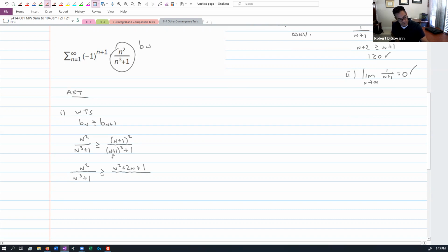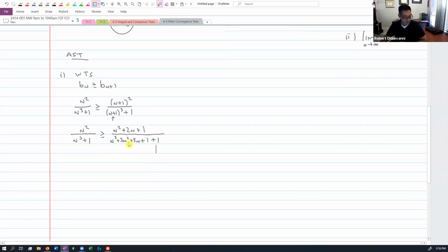And then we have to cube this. That'll give you n³+3n²+3n+1. I'm doing that mentally. You can do it by hand on the side. Then +1 here, that's this +1 there. And now we can do this cross multiply. Let's put those two together: 1+1 is 2.